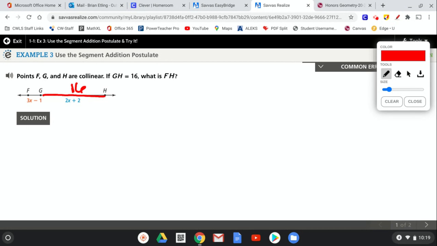It tries to find what's FH. What is the whole length from F to H? What's the whole distance? Well, if we're going to solve this, I'm just going to set this up. You have the solution there. We know that GH is 2x plus 2, and it's also 16, so we can write an equation since those two are equal. So 2x plus 2 equals 16, and when we solve that, we should get that x equals 7.